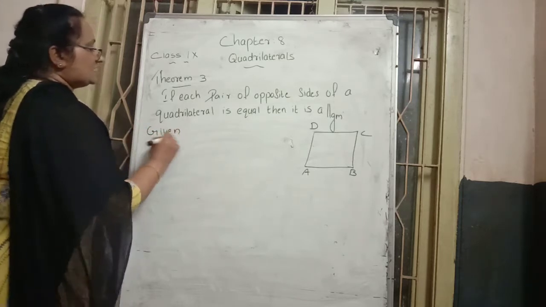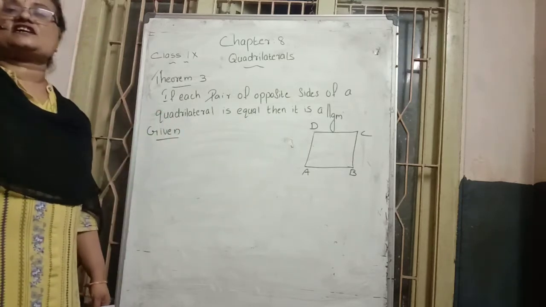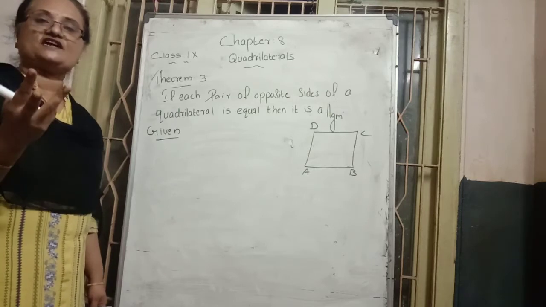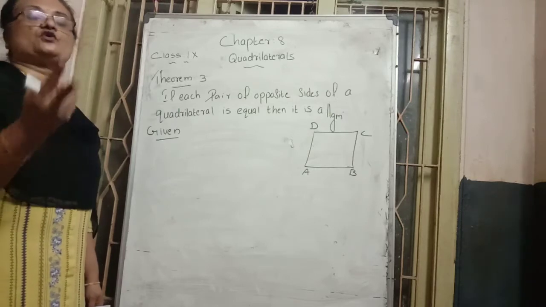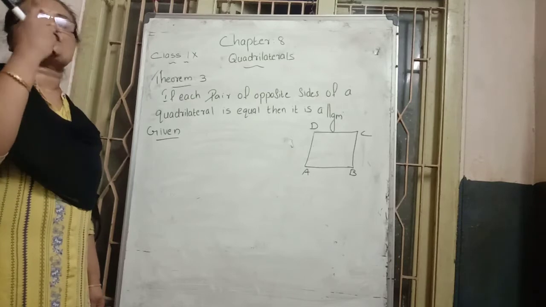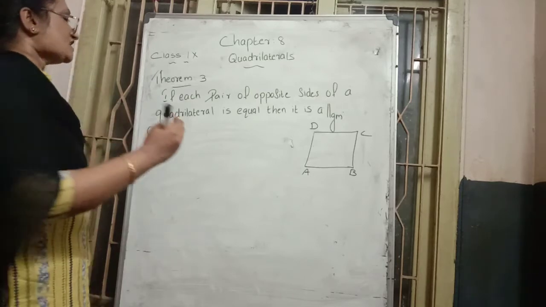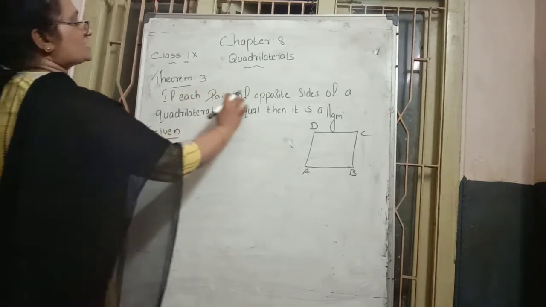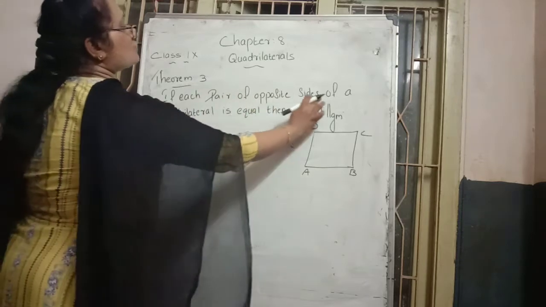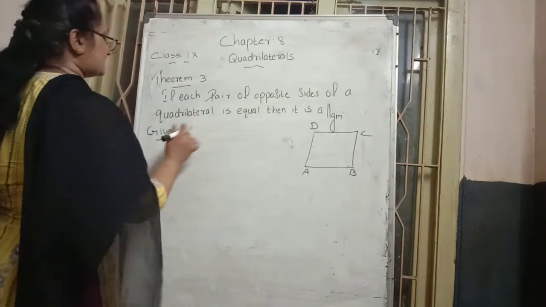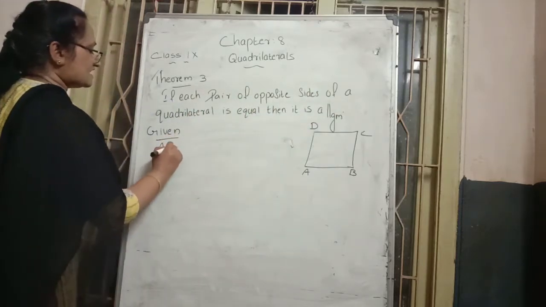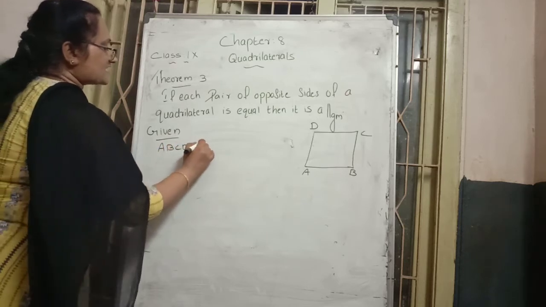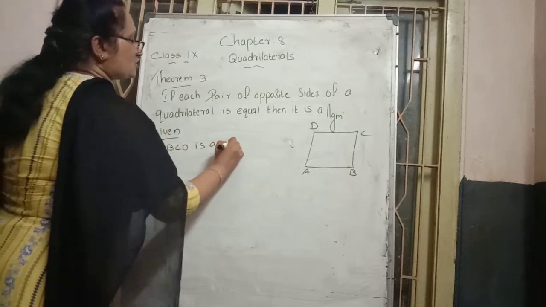For proving a geometry topic, there are 4 steps. One is given. Next is to prove. Third step is construction. Fourth step is proof. In the given case, what information have they given us? Each pair of opposite sides of a quadrilateral. That's why we can write it as ABCD is a quadrilateral. We don't know which type of quadrilateral.